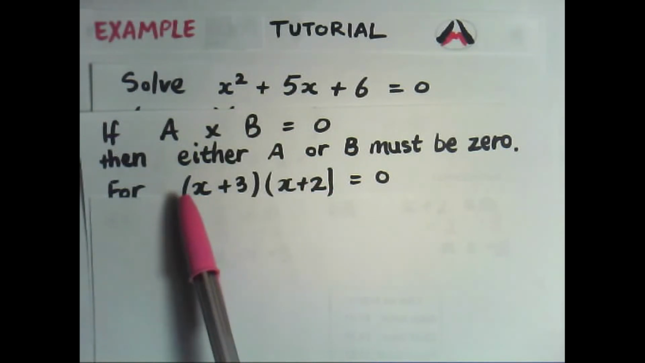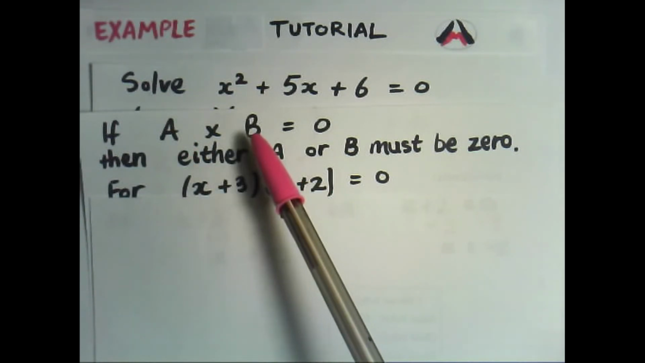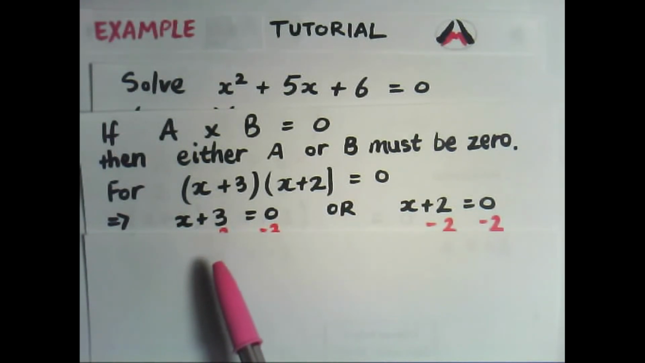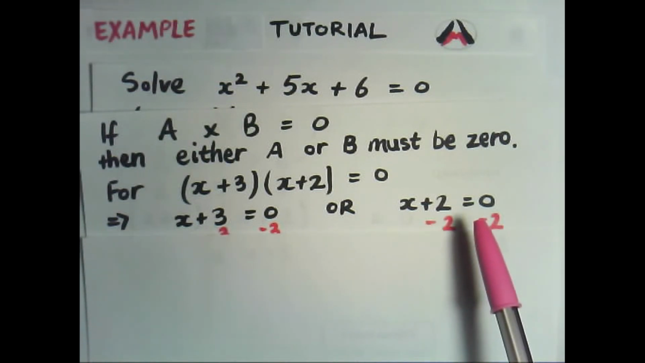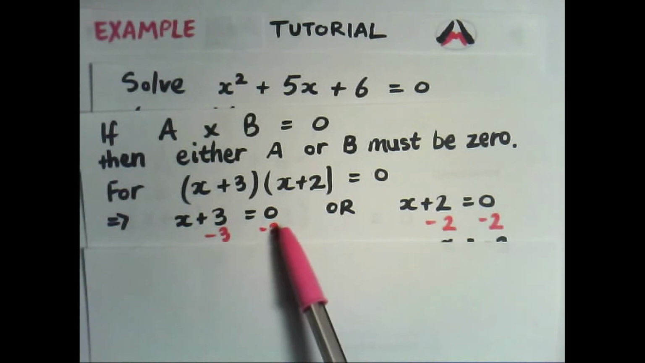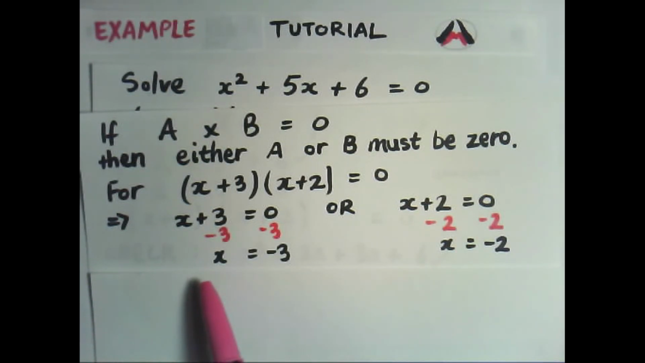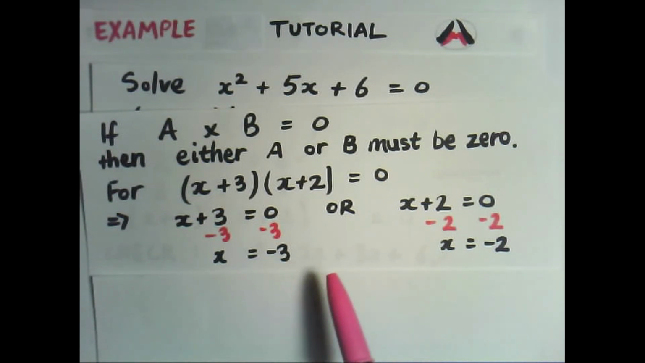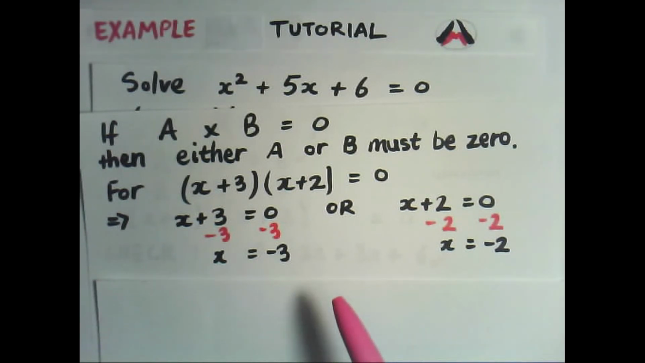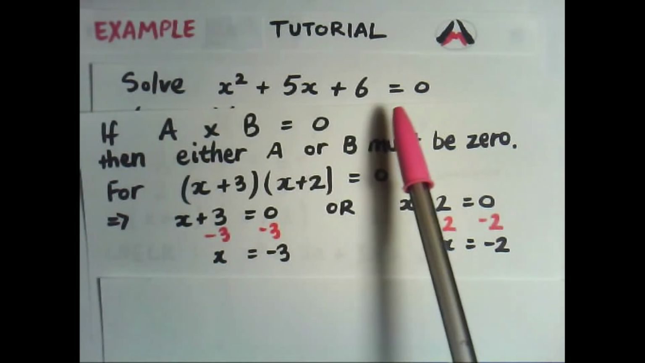So we have a situation where x plus 3 could be equal to 0, or x plus 2 could be equal to 0. So we can write these out: x plus 3 equals 0, and x plus 2 is equal to 0. In terms of solving these equations, if we subtract 3 from both sides here, and subtract 2 from both sides here, we find that x is either equal to negative 3 or x is equal to negative 2. And so that is the final solution to the quadratic equation x squared plus 5x plus 6 is equal to 0.